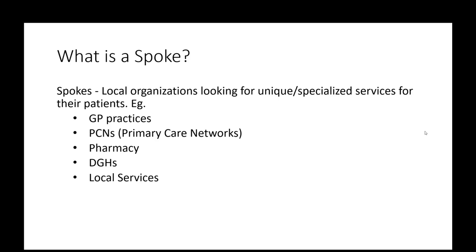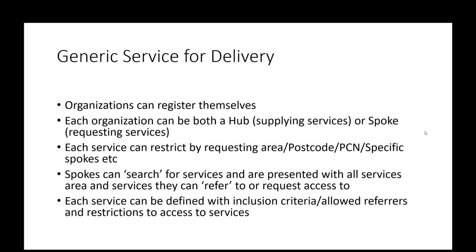I've seen this model, and I'm sure we all have, in the patterns that we see in patient care. So what we've come up with is to implement a very generic system, as generic as we can get it, so that organisations can register themselves on the system. Each organisation can be both a hub, where they're supplying the service, or a spoke, where they're requesting the services. Each service can be restricted by area, postcode, PCN, or specific spokes that you've identified.